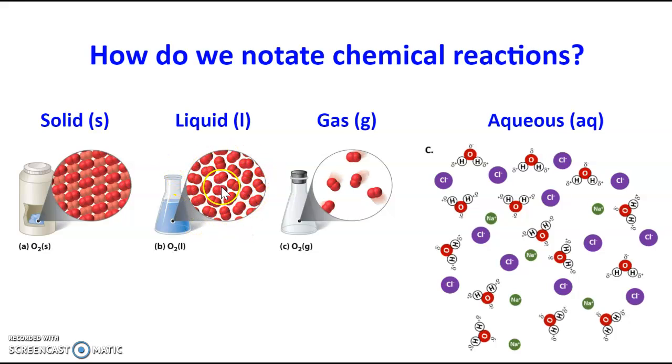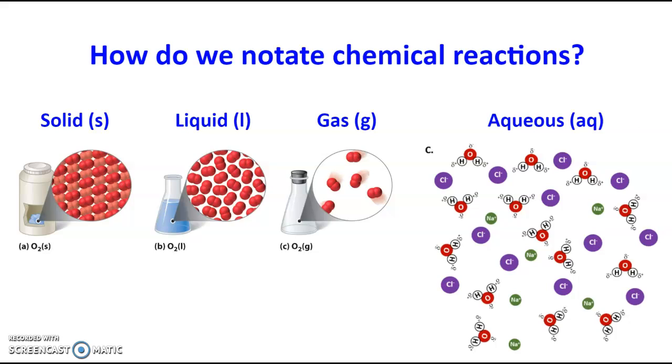Liquid molecules are moving more, and they have a little more space in between them. We do lowercase l in parentheses. Gas, lots of space between molecules, huge movement, we notate that with a parentheses g. And we're really familiar with those 3 phases of matter. If we look to the far right, though, we have this state that we call aqueous. And aqueous means that something is dissolved in water.